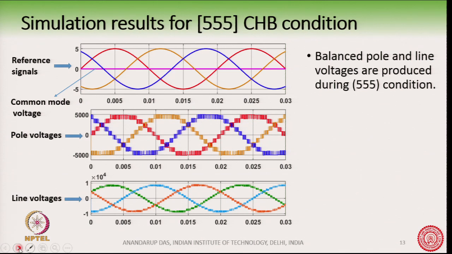So, we are showing here some simulation results. Suppose first we have a balanced condition, say 5-5-5, and these are the reference signals. For simplicity, we have shown the reference signals also going up to a height of 5. We have shown it this way. So, the pole voltages are something like this, which are balanced, and so are the line voltages, perfectly balanced during the 5-5-5 condition.